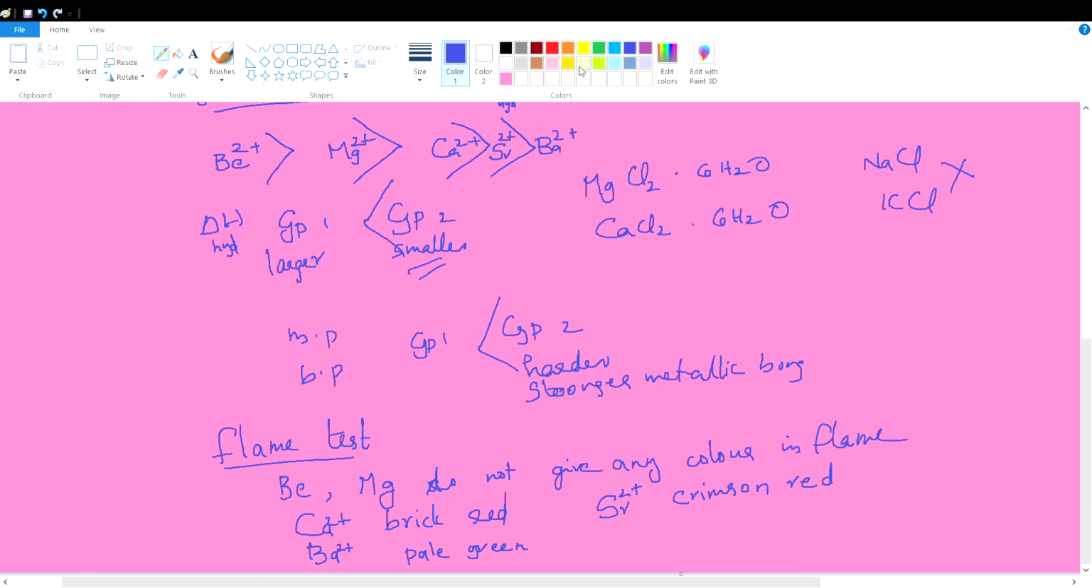But beryllium and magnesium do not show flame test. They do not give any color in the flame. This is because these 2 metal ions are small in size. And the valence electrons in these metals are more attracted to the nucleus because of their small size. So the valence electrons are strongly bound to the nucleus. So the heat from the flame is not enough to excite the electrons present in beryllium and magnesium to a higher excited state, higher energy state. So they do not give any color in the flame test. The other 3 elements, calcium, strontium and barium, can be detected by flame test.